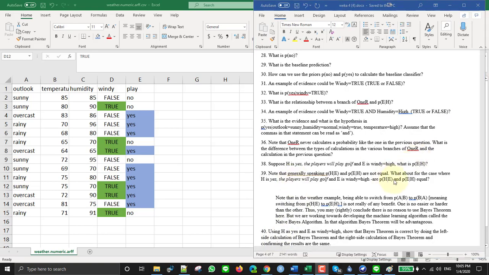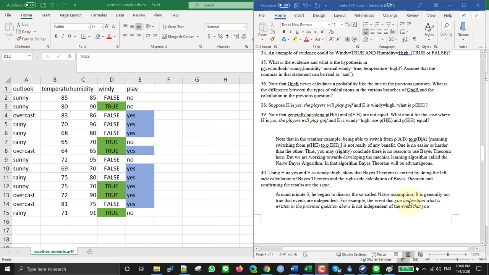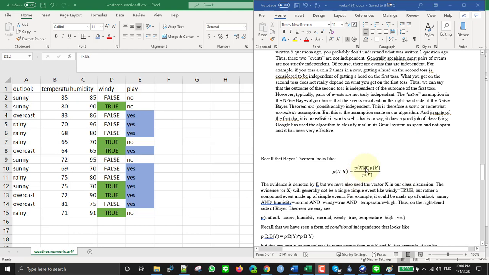So are they equal? No. Here we got 1/2. I believe I did the right calculation. And here we got 1/3, so they're not equal. Okay, so note that in the weather example, being able to switch from P of A given B to P of B given A, in other words, we talked at the very beginning about this theorem that's supposedly helpful in doing calculations. We said that the basic idea in terms of how it's helpful is that it allows us to switch the order here and here.